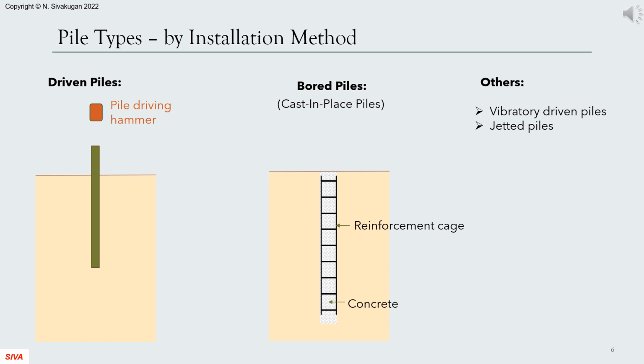Two common ways of installing a pile in the ground are by driving or casting it in place. The first is called a driven pile. The second is called a cast-in-place pile or bored pile. There are also other types of installation such as vibratory driving or jetting.